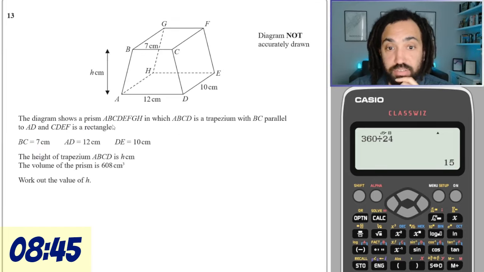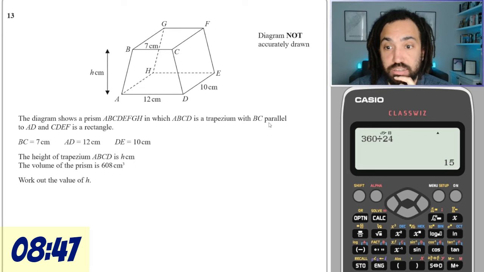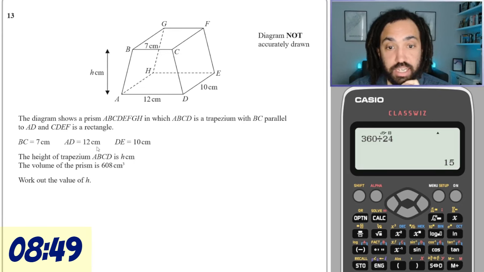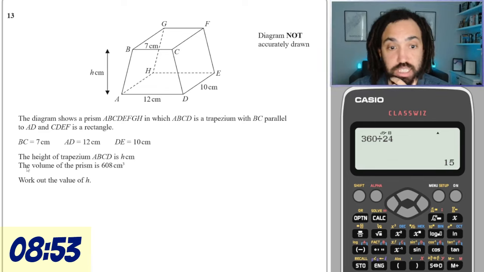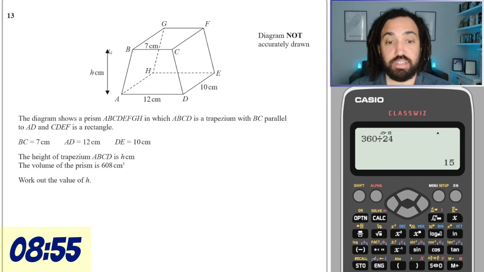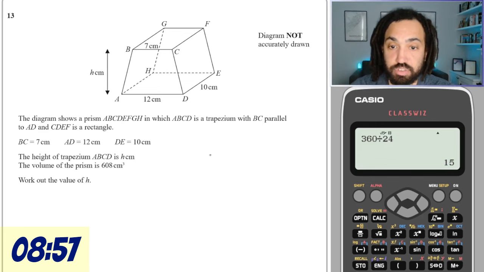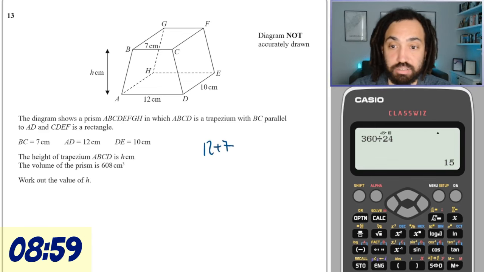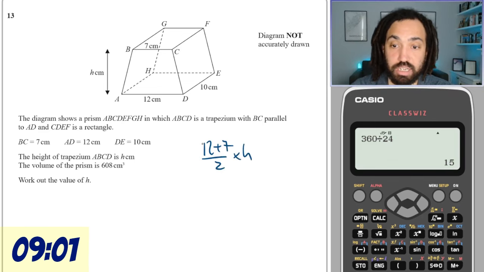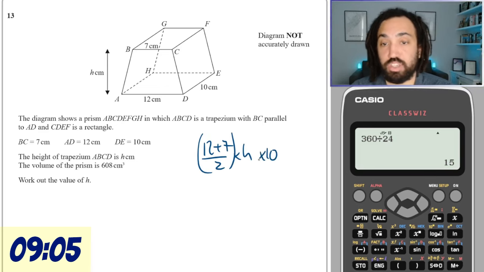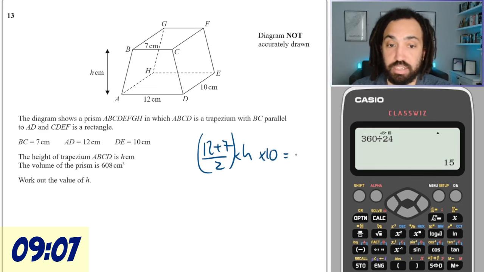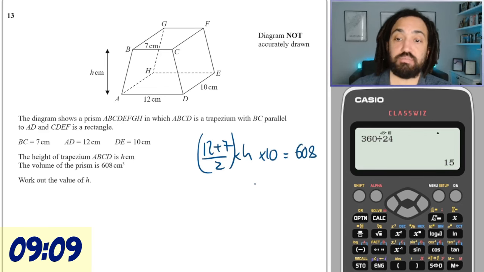We have a prism, a trapezium and parallel. The height of the trapezium is this, and the volume is that. Work out the value of h. For a trapezium, we add the 2 parallel sides, divide by 2, and then times by height. Then we multiply that by 10 because it's a volume. We want the whole prism, and that's going to equal the volume of the prism, which is this.